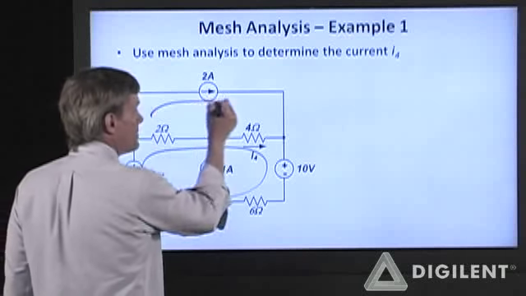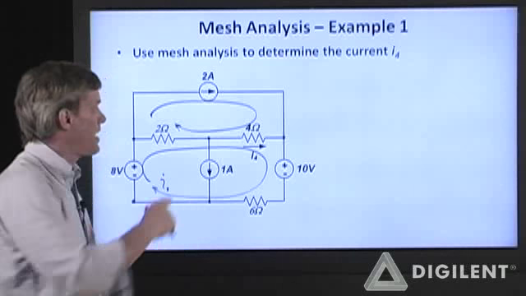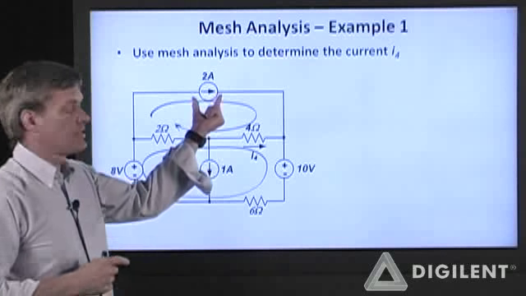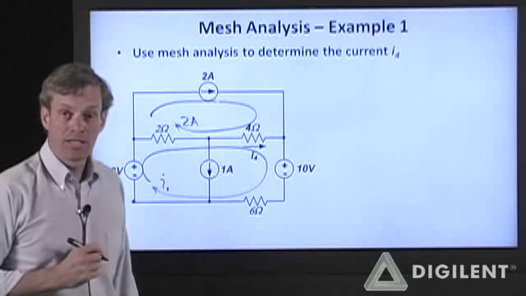So I'm going to just arbitrarily pick this as going around this upper loop. Okay, if the current's going clockwise, it's going in the correct direction here. I'm going to label its amplitude. It has to be 2 amps.